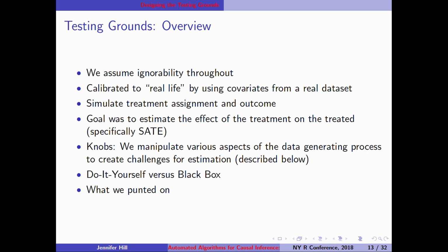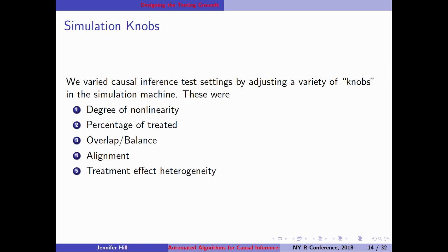We simulated treatment and assignments, so we knew what the mechanisms were. The goal was to estimate the sample average effect of the treatment on the treated, SATT. Sorry, that should say SATT. I'm going to talk about the simulation knobs in a second, and we had 2 versions, do-it-yourself and black box. Here are the simulation knobs.